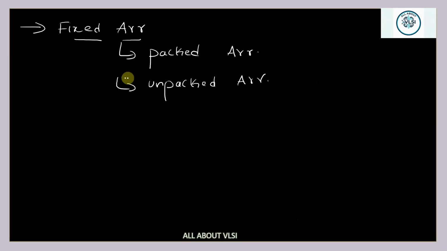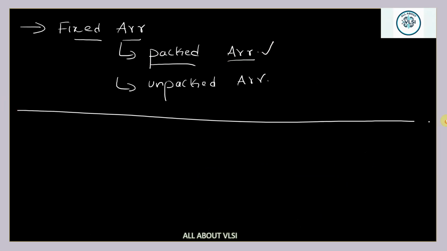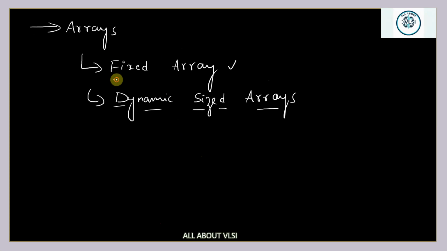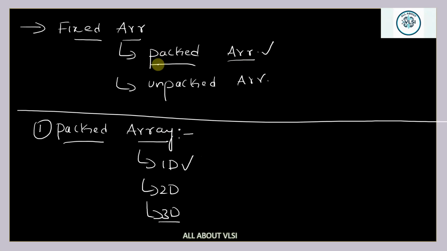For example, let us discuss this packed array in more detail. First of all, let us see the syntax of this packed array. This packed array is also classified into different types. We have 1D packed array, 2D packed array, and 3D packed array. We will discuss first about 1D packed array. So first we are discussing fixed arrays, in the fixed arrays we are starting with packed arrays, and in the packed arrays we are going to start with 1D packed arrays.